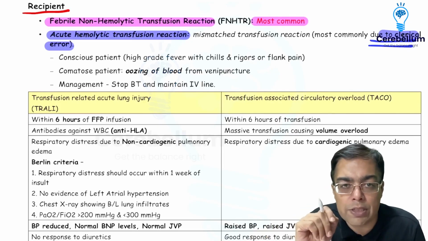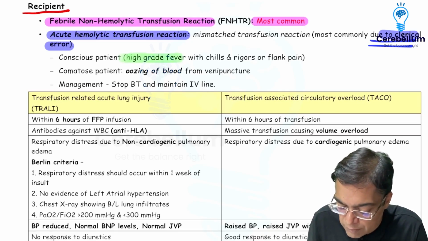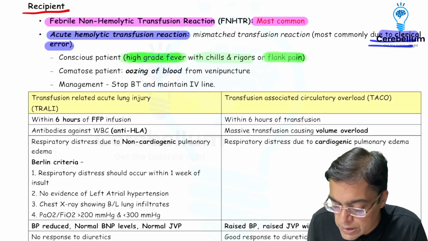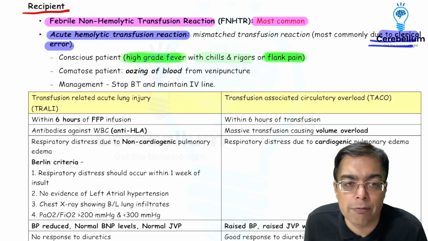Now, what is the clinical manifestation? If the patient happens to be conscious, immediately on starting the transfusion, this patient is going to have a development of severe pain and high grade fever. Also, if there is hemolysis taking place, it can be responsible for causing clogging of the renal vessels, and that can be responsible for causing flank pain.